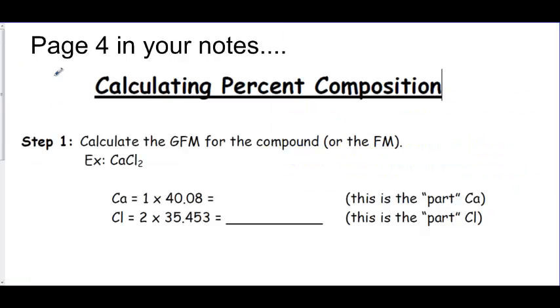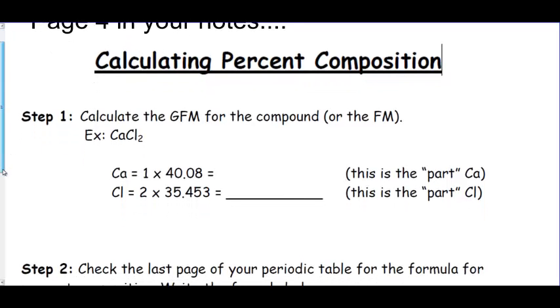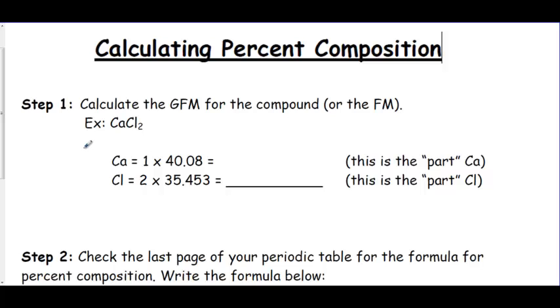All right, so let's start with our notes. Page 4 in your notes, calculating percent composition. Step 1, first we have to calculate the GFM for the compound or the formula mass. So for example, we have calcium chloride, CaCl2. Calcium, there's one of those, and we look up the mass on our periodic tables, and we see that it's 40.0.